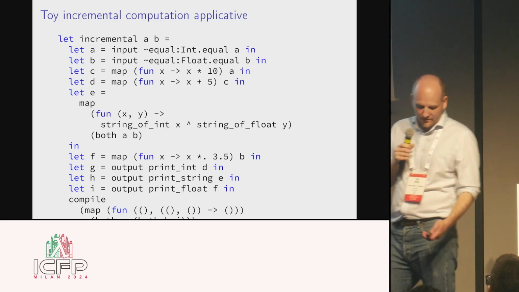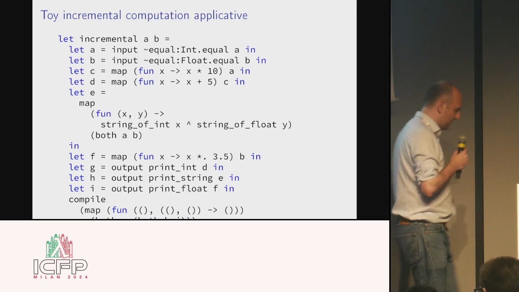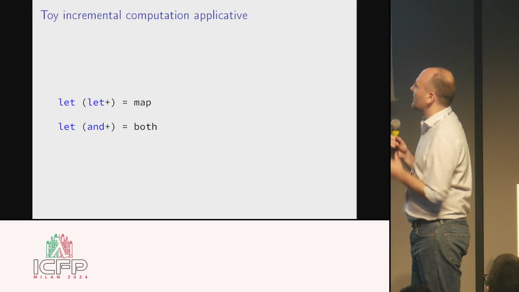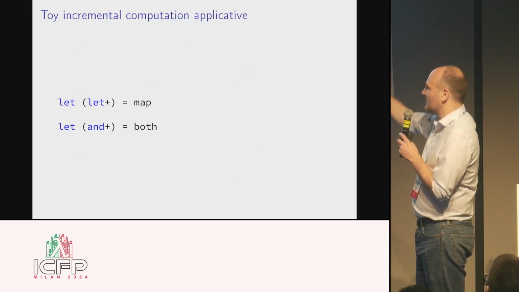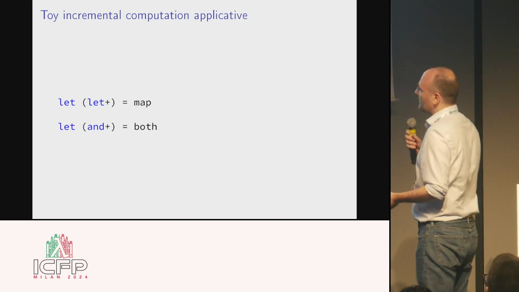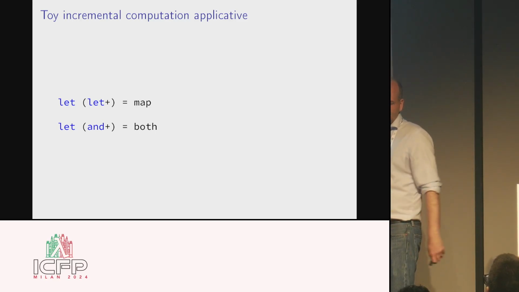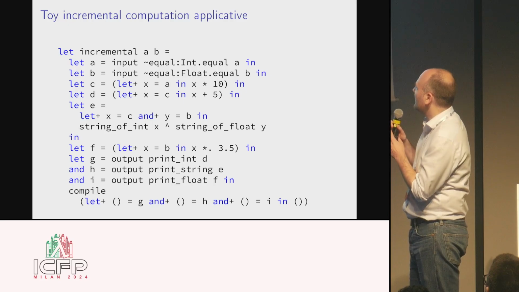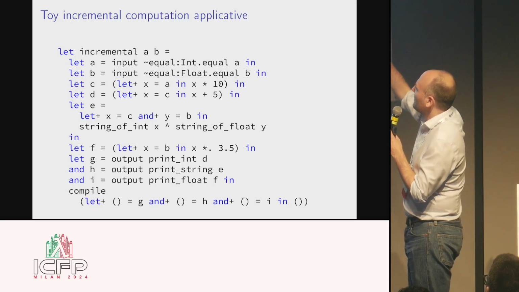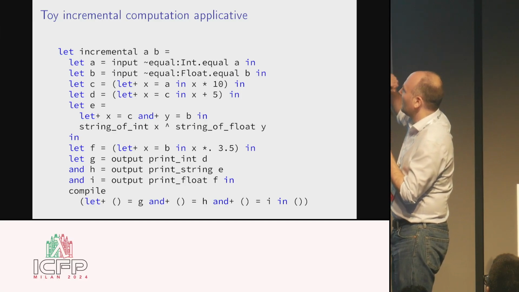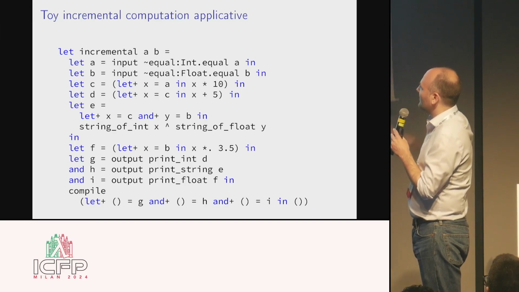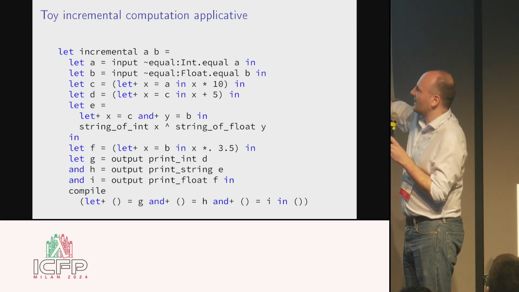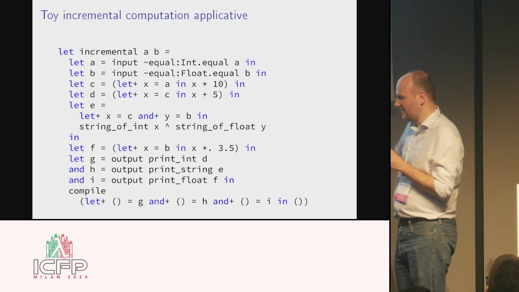And in fact, in modern OCaml, there's a nice feature of binding operators. So I can define a let that is map and an and that is both and use that. This is designed for applicatives and monads. And with that representation, it's even clearer. You're building the C component by binding A to X and then X times 10. And in fact, very recent OCamls have support for punning. So if you do let X equals X in, you can just write that as let X in.